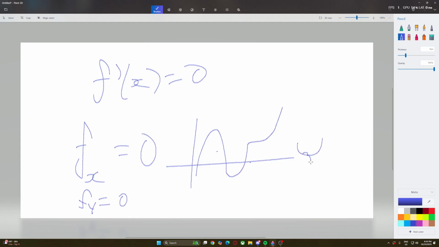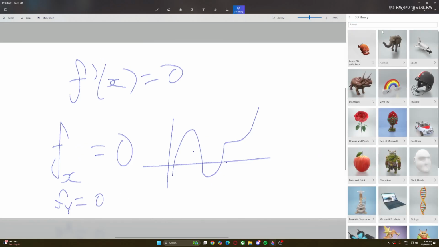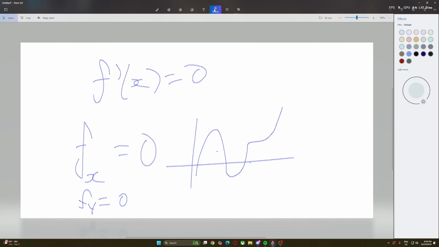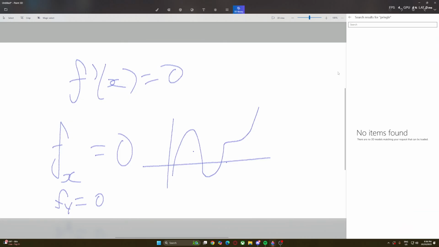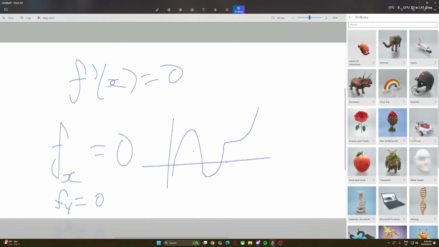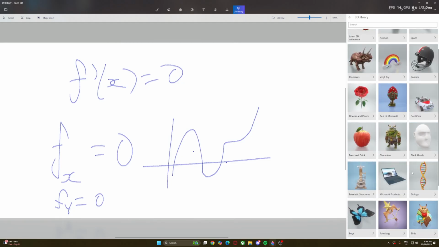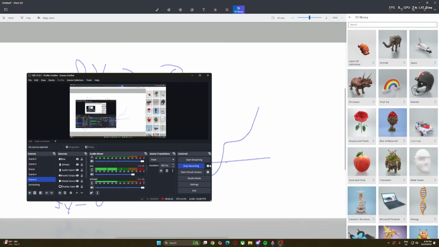I don't know how to draw a Pringle, it's kind of weird to draw a Pringle. See if there's a Pringle shape here. Probably isn't. Pringle. Wow. Pringle. Okay. Well, I'll just go find that graph.